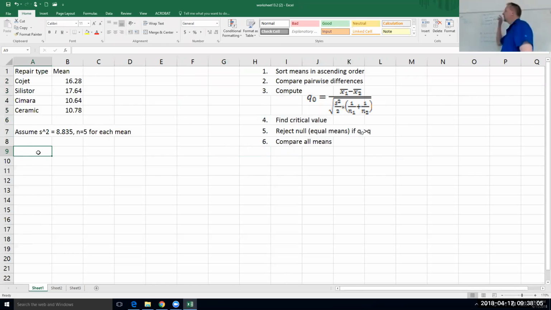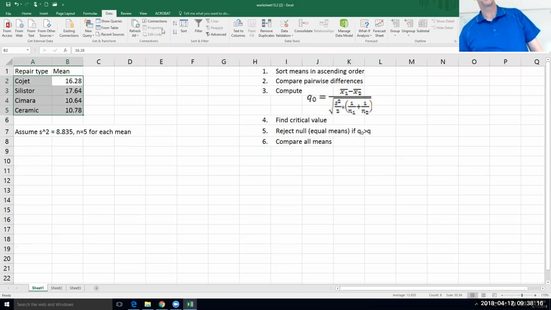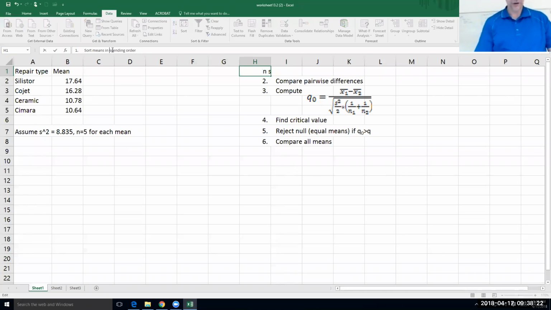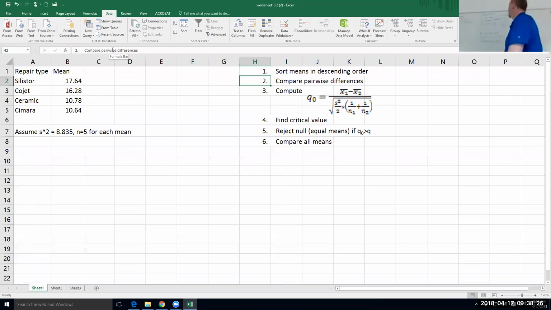So the first step is sort your means in descending order. It says ascending there. It doesn't matter whether you do ascending or descending. I don't know why I put ascending there, but descending is probably a little bit better, but it doesn't matter too much. But I'll change that here. As long as they're in order, that's the main thing. Okay? Now, we're going to compare all the pairwise differences.